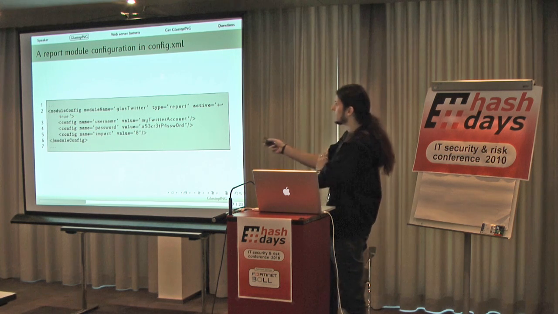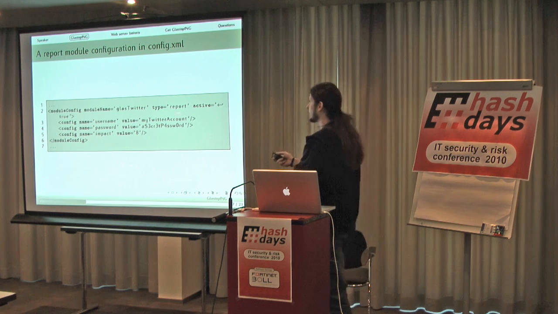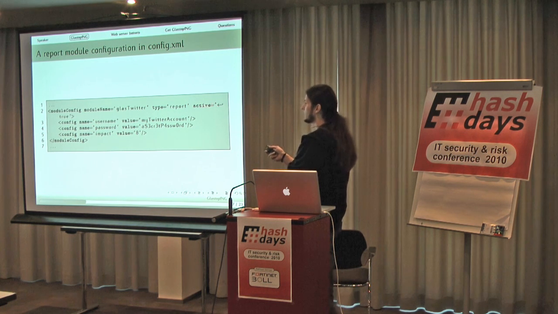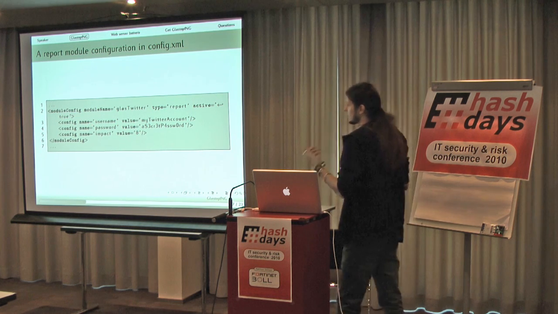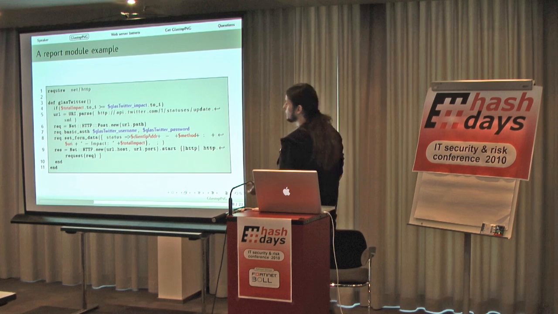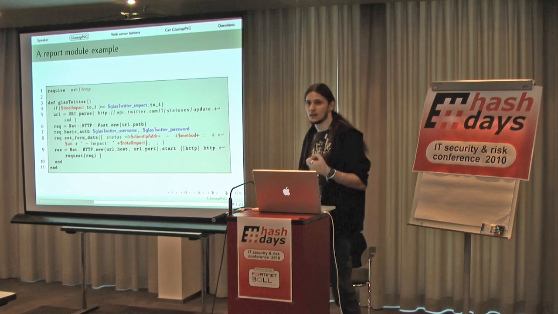And you see this is in the centralized configuration XML. And you have the module name, the type of the module, and whether the module is active or not. And you have some configurations. And these configurations afterwards come into your module. So this is the whole module that can report attacks to Twitter.